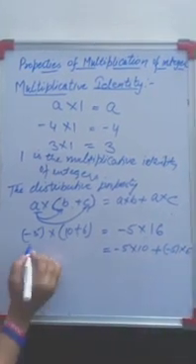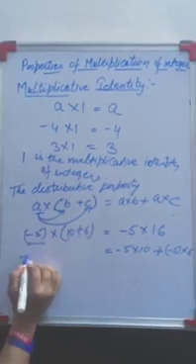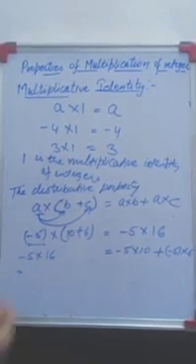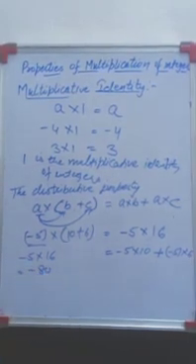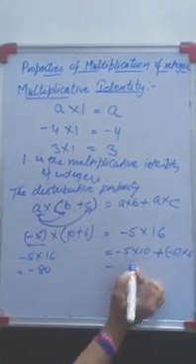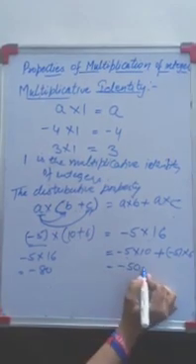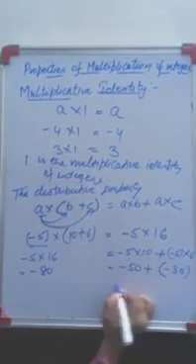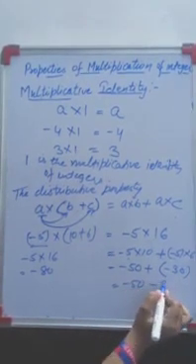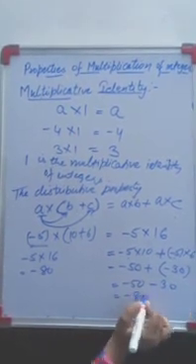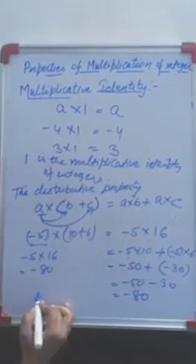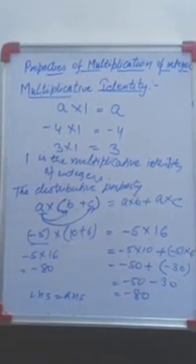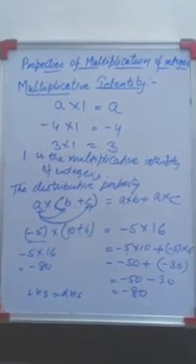Let us check it. See, this is minus 5 into 16, and the answer will be how much? 80. Now check it over here. Minus 5 into 10, minus 50, plus minus 5 into 6, minus 30. So minus 50 minus 30 will be what? Minus 80, right? See, your left hand side is equal to the right hand side. So this is your distributive property.